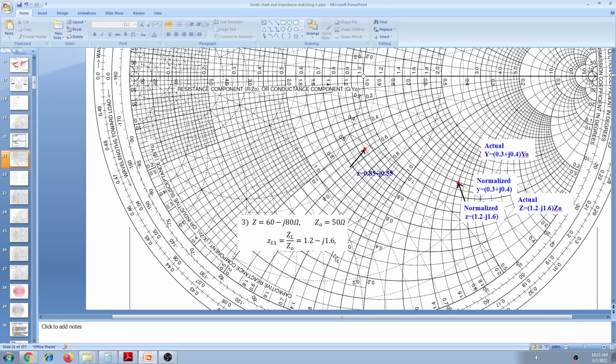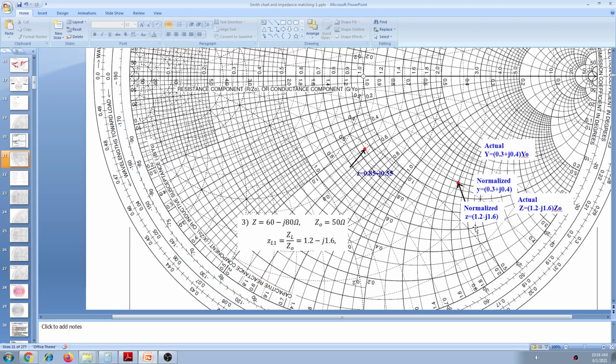So now the impedance we marked here, and the equivalent admittance, you read the conductance value and the susceptance value, and multiply by Y naught. That is here 0.3 plus j0.4 multiplied by 0.02. For example, if Z naught is 50, then Y naught is 0.02. So multiply this by 0.02 here, and we will get the actual value of admittance. This is the normalized value we got from the Smith chart. To get the actual value, multiply by Y naught, 1 by Z naught, that is 0.02.